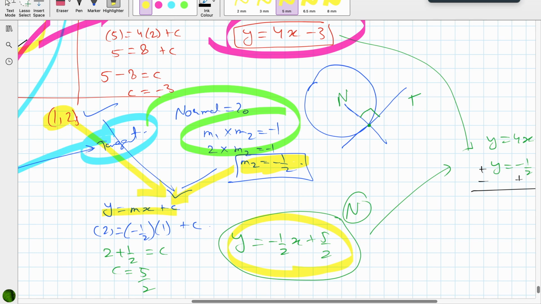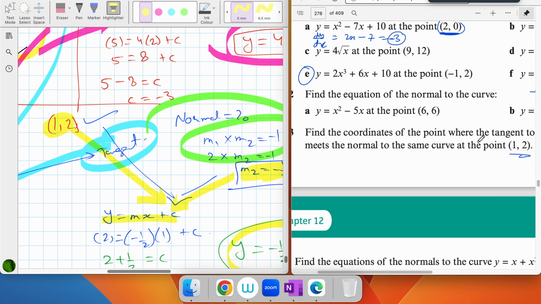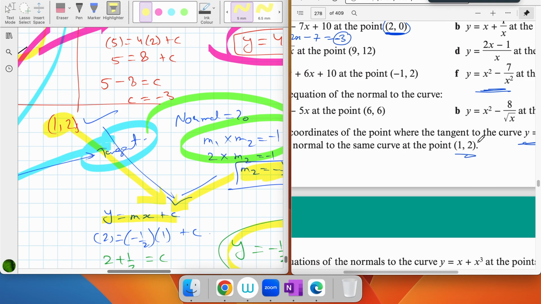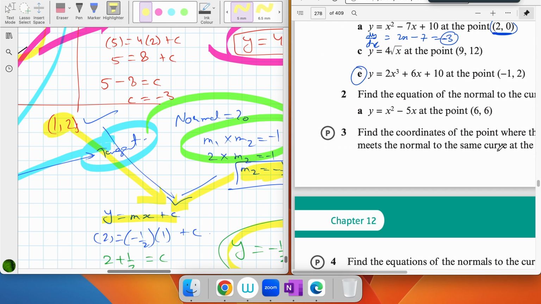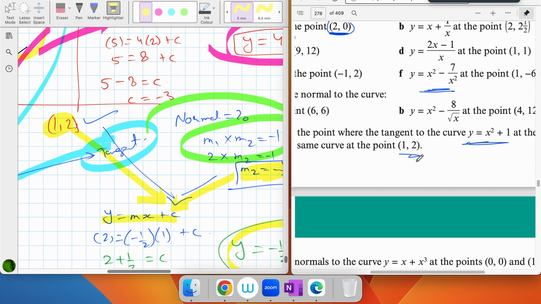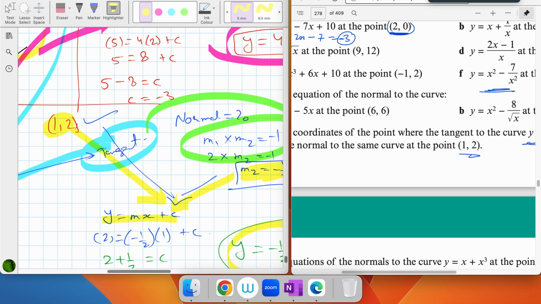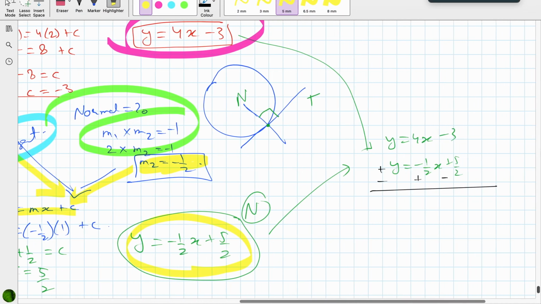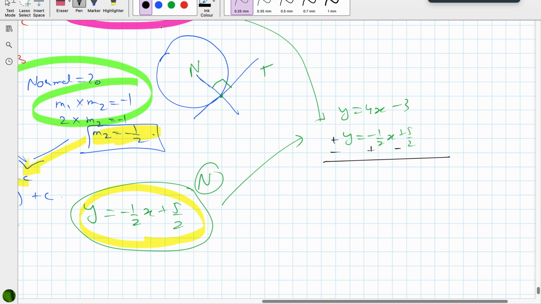Now the question said to find the coordinates of the point where the tangent to this curve and the normal meet. So we found the equation of the tangent first, then we found the equation of the normal, and now we are going to check where they are intersecting. And how will we do that? We can solve these equations simultaneously, either by substitution or by elimination.